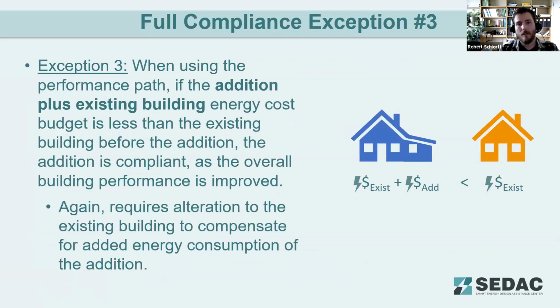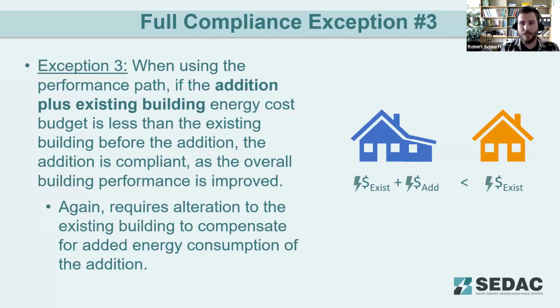And our last exception here to full compliance for spaces that have space conditioning changed. When using the performance path, if the addition plus the existing building energy cost budget is less than the existing building before the addition, it is compliant as overall building performance is improved. So again, this one is very similar to the last one on UA trade-offs.